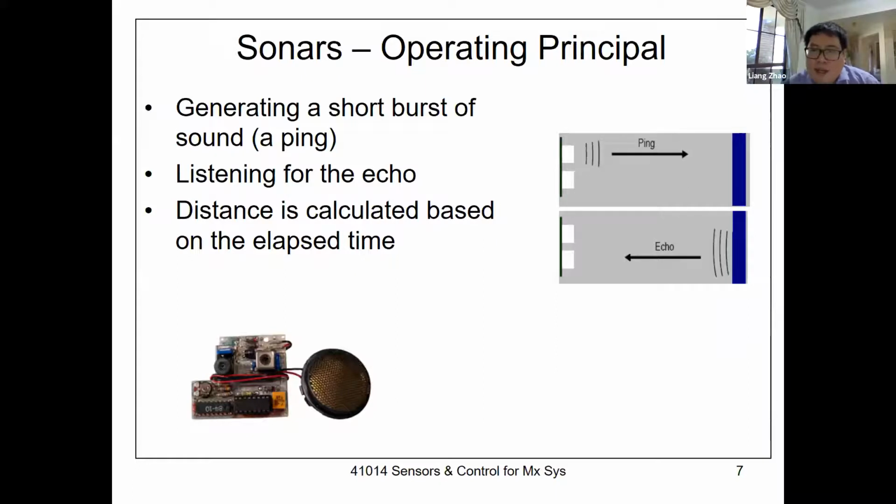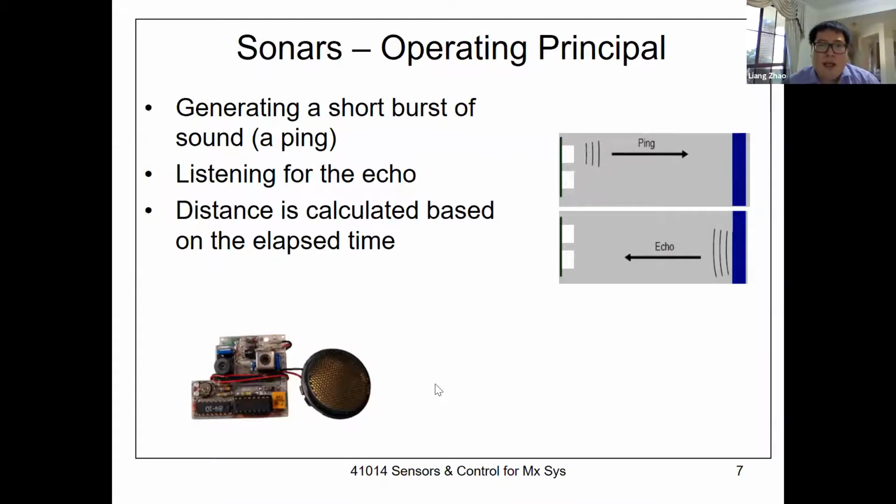All right, so the principle of sonar is quite simple. I think I mentioned that before. They use a transmitter to generate a short burst of sound. It generates a ping and listens to the echo. And because you know the time difference and you know the speed of the sound in the water or in the air, then you can calculate the distance based on the speed of the sound and the difference of the time, right? So this is what we call time-of-flight sensors.